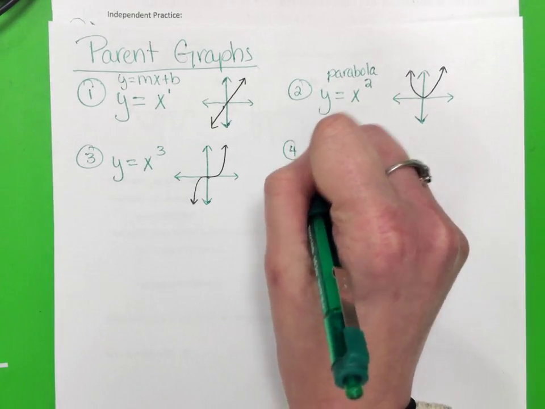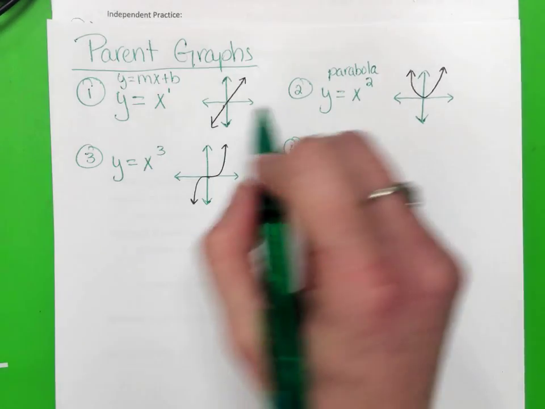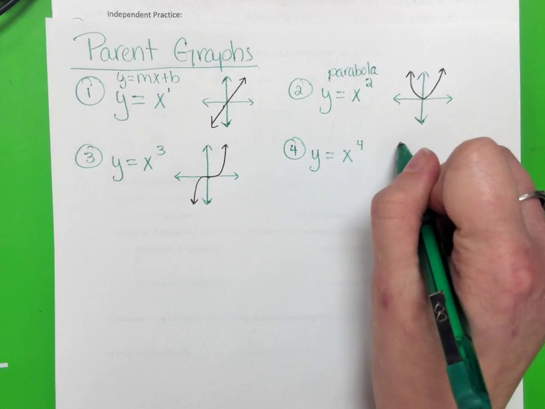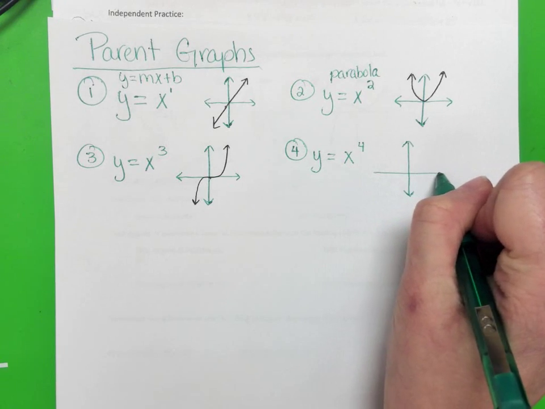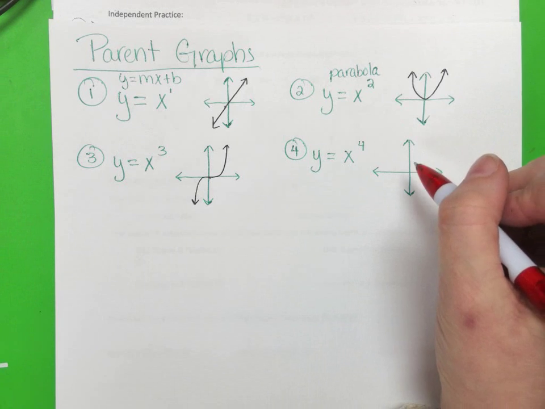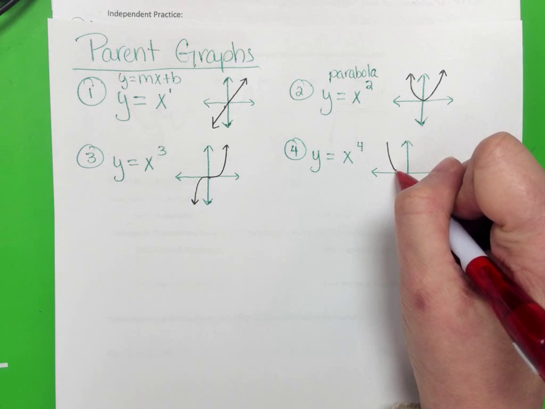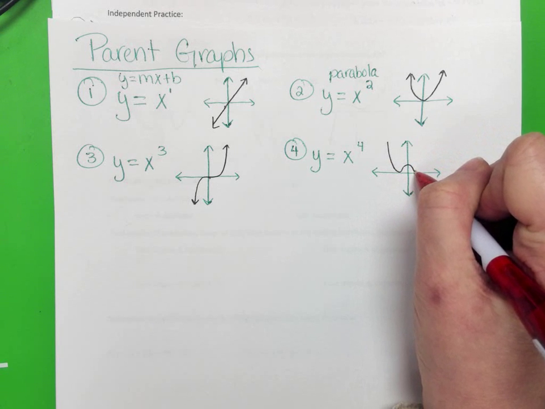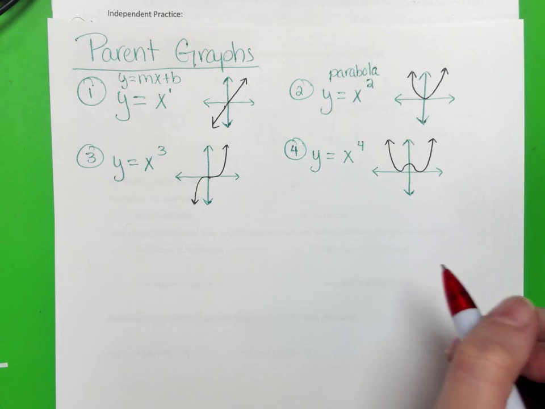Alright, the last one that we're going to talk about is we did x to the 1, x to the 2, x to the 3, and the new one is x to the 4. Okay, so what it looks like is a W. So you have half of a parabola down, then it's a hump right over the origin, and then half of a parabola up. Looks like a W.